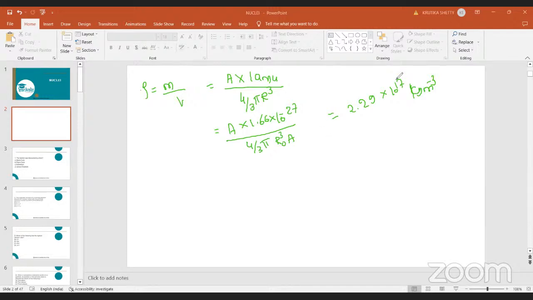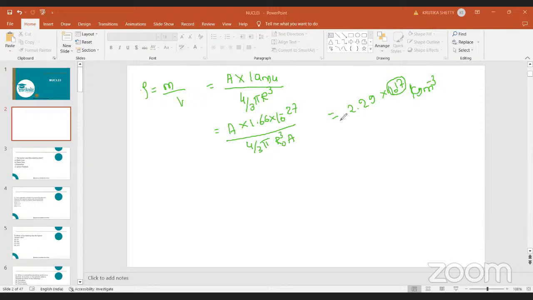As you can see that the value is 10 to the power 17, we can say that the nucleus is highly compact. What can we say here? Nucleus highly compact means it is very small, but it consists of more positive charge.